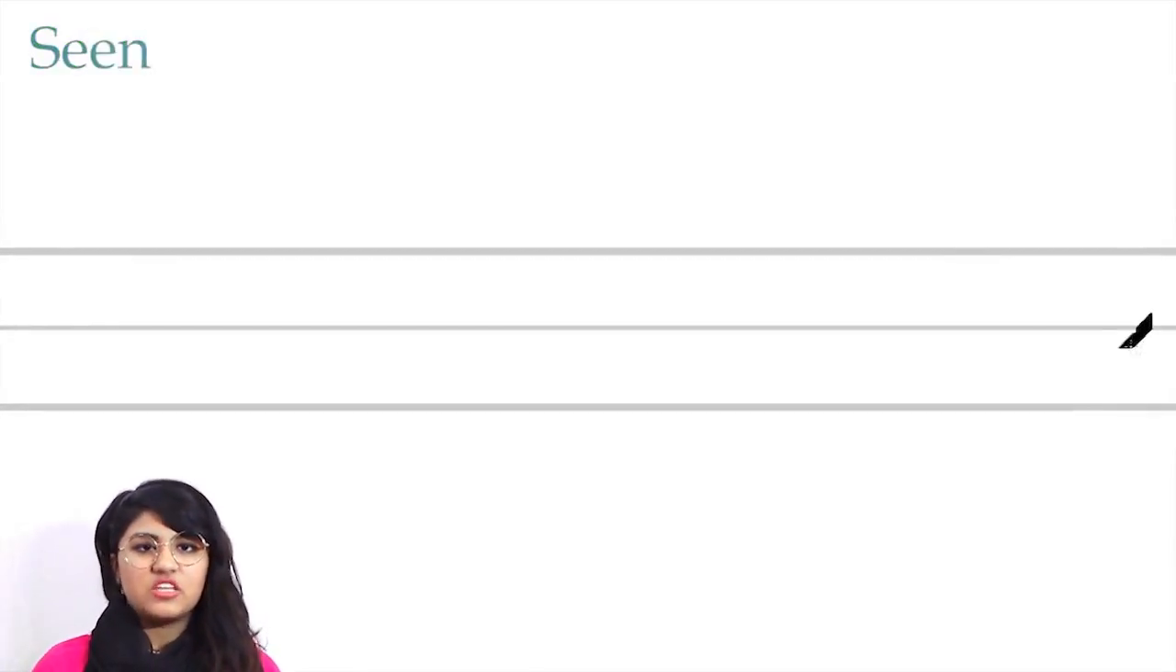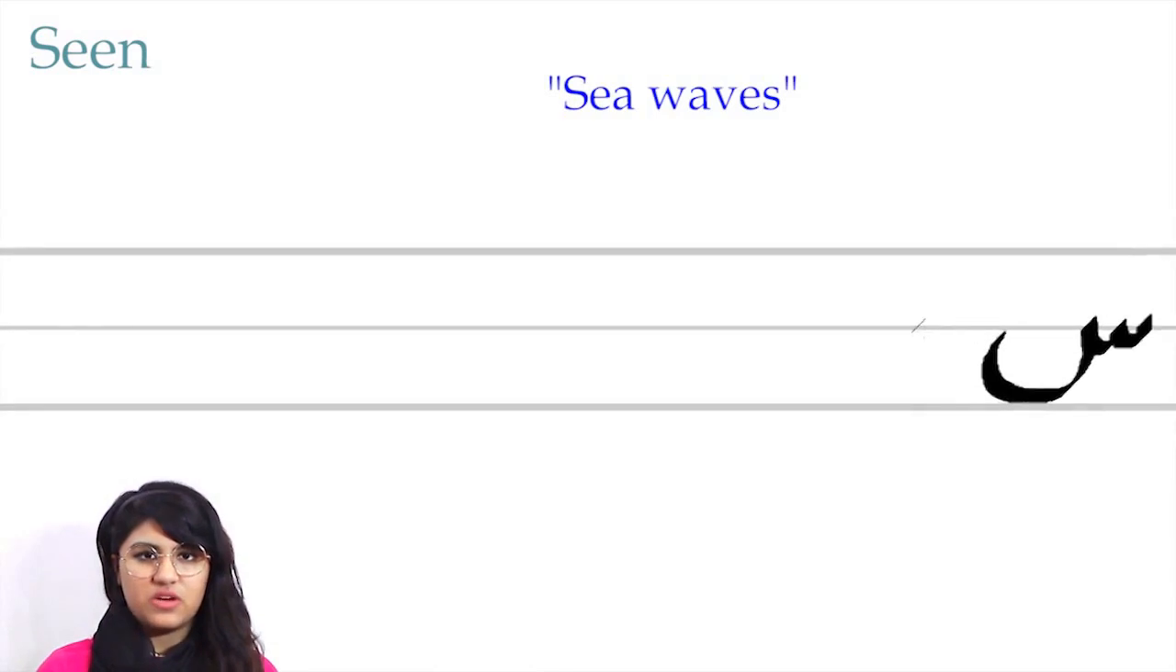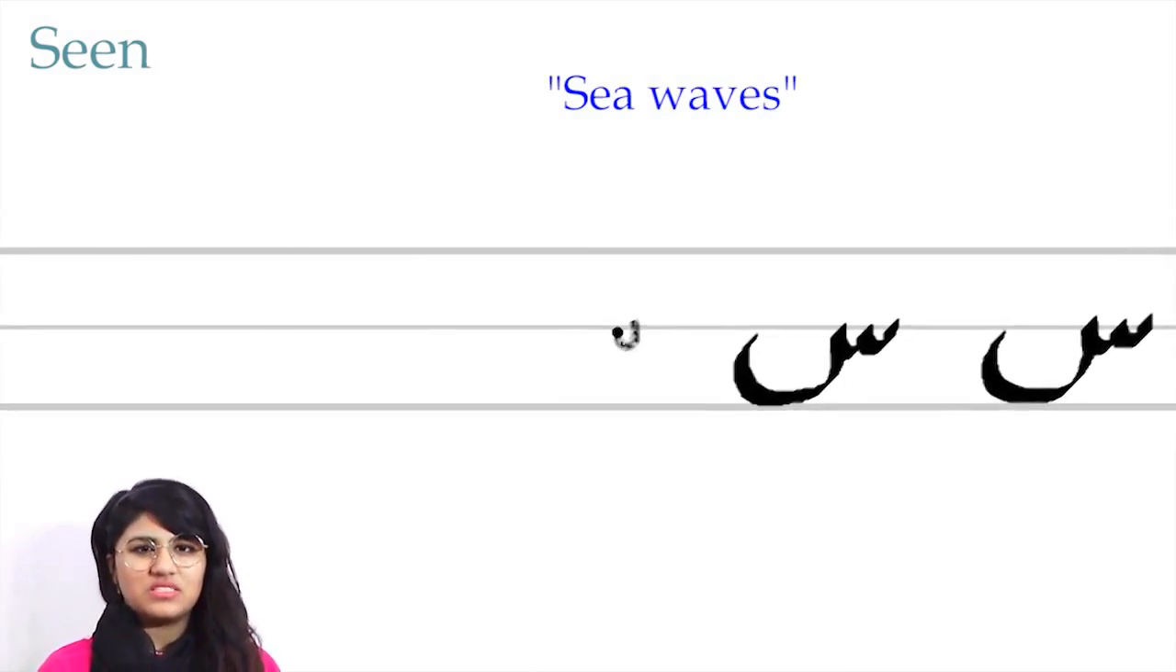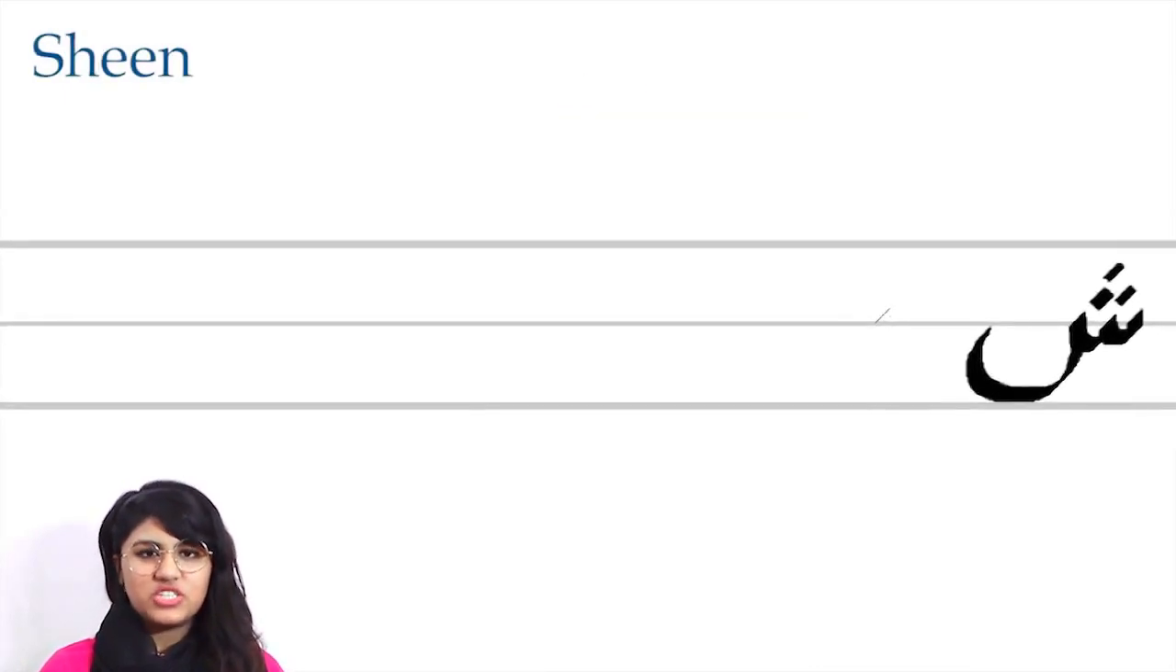Next is scene. You make 1 loop, another small loop, and then you make the tail. Think of scene as the sea. There's lots of waves in it, right? So you make 1 wave, make another wave, you end it with a loop. Sheen, you make 1 wave, another wave, and a loop, and then 3 dots. 2 on the bottom, 1 on the top.